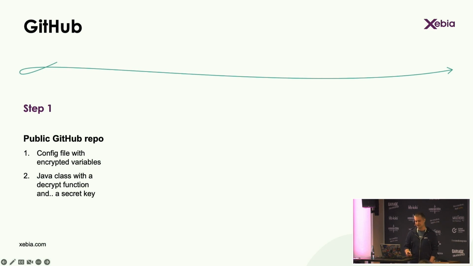And I started digging in that repository, in that project, and I found a Java class with a decrypt function and a secret key hard-coded in that decrypt function. After I reported that, I asked them why, and the team told me that, hey, it's the only place where we use that, so why not?